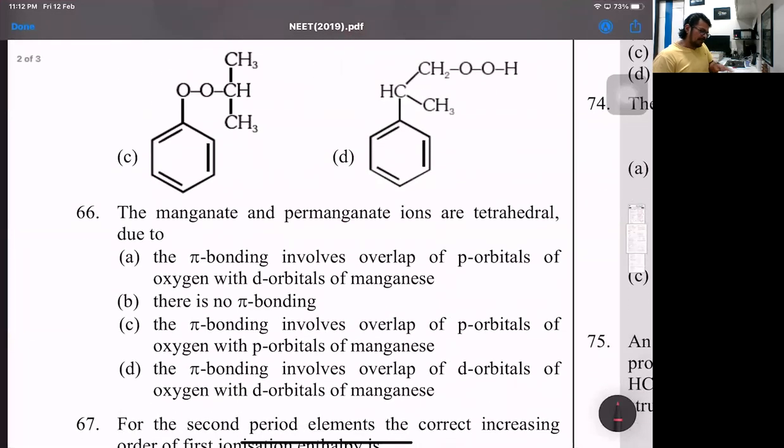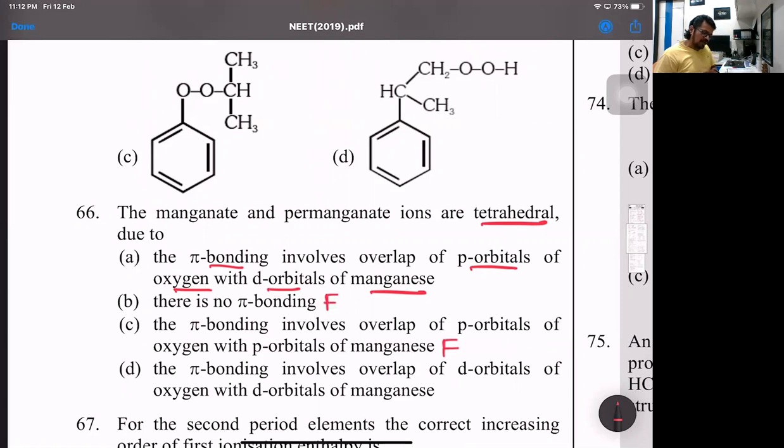Then 66th one, the manganate and permanganate. Now here, if you don't know also, you can't go wrong. See how easy the question is. Pi bonding, it's tetrahedral, it's sp3, p orbitals of oxygen and d orbitals of manganese. It's possible, yes, because oxygen doesn't have d. So p orbitals of oxygen will form and d orbitals of manganese. Look at the other option. There is no pi bonding. That's false. There is. Pi bond involves p of oxygen and d of manganese. So this is false. This is also false.